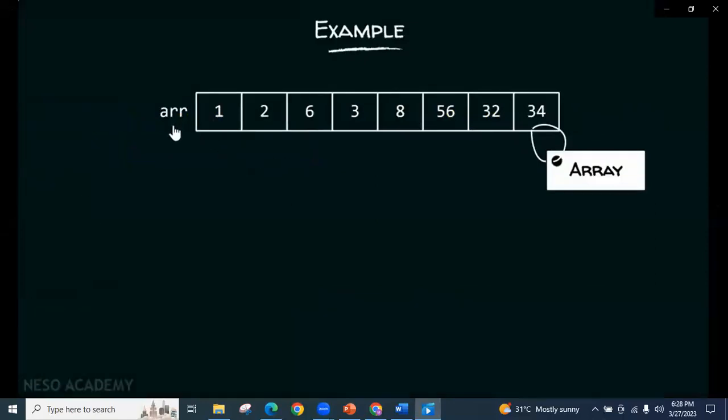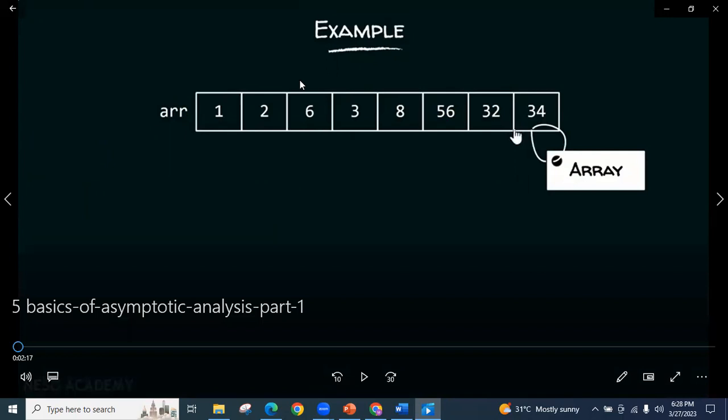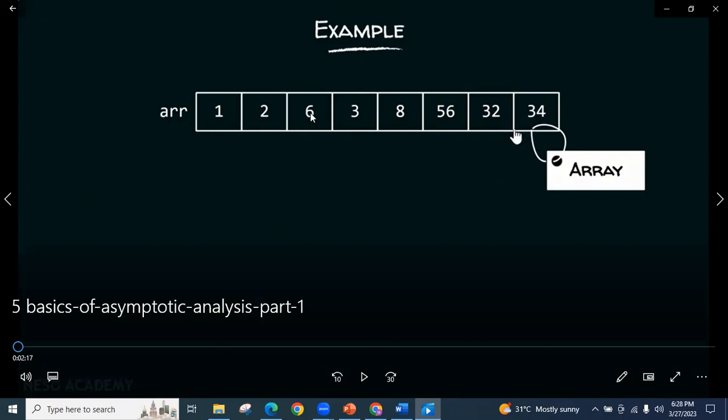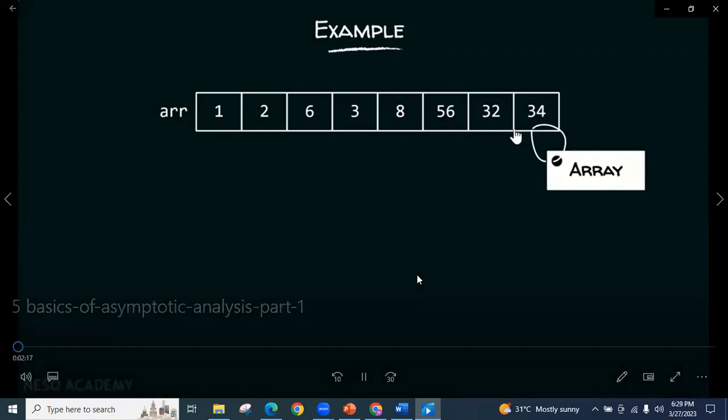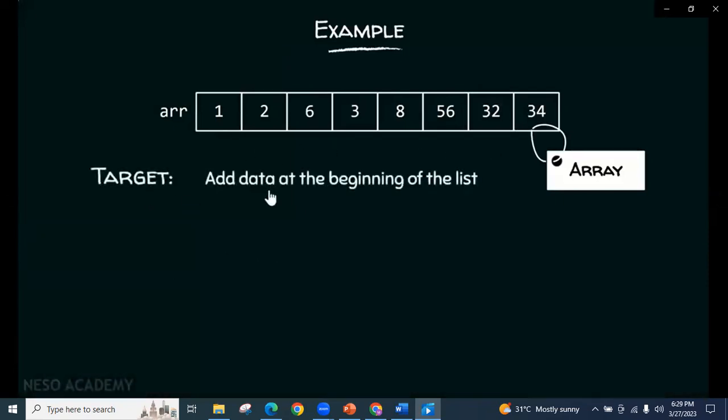Let's take an example of an array. Right now the size is not defined, but just think of an array with 1, 2, 3, 4, 5, 6, 7, 8 data elements, and the remaining slots hold null values. This array is capable of storing 100 elements, and right now we have 8 elements in it. Let's say our target is to add data at the beginning of the list. This is the operation we want to perform on this array.